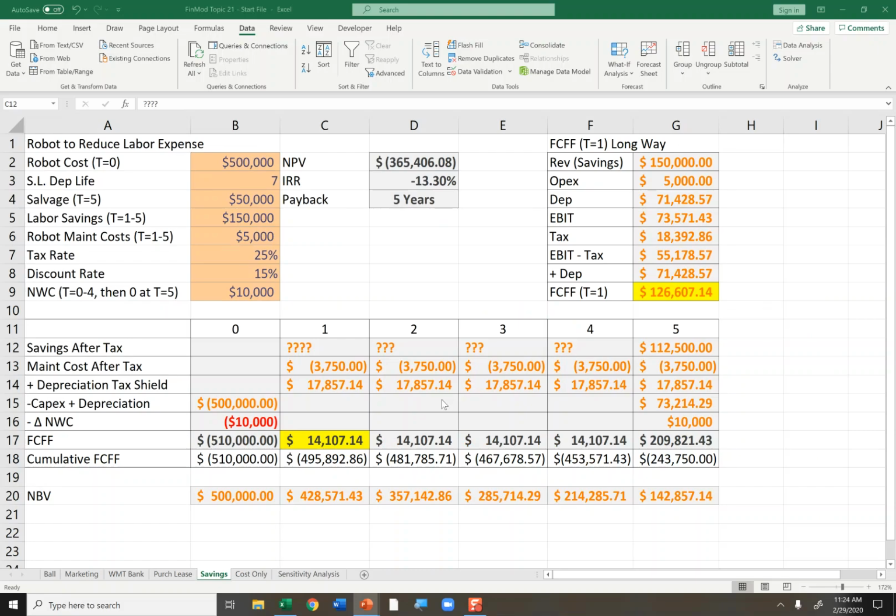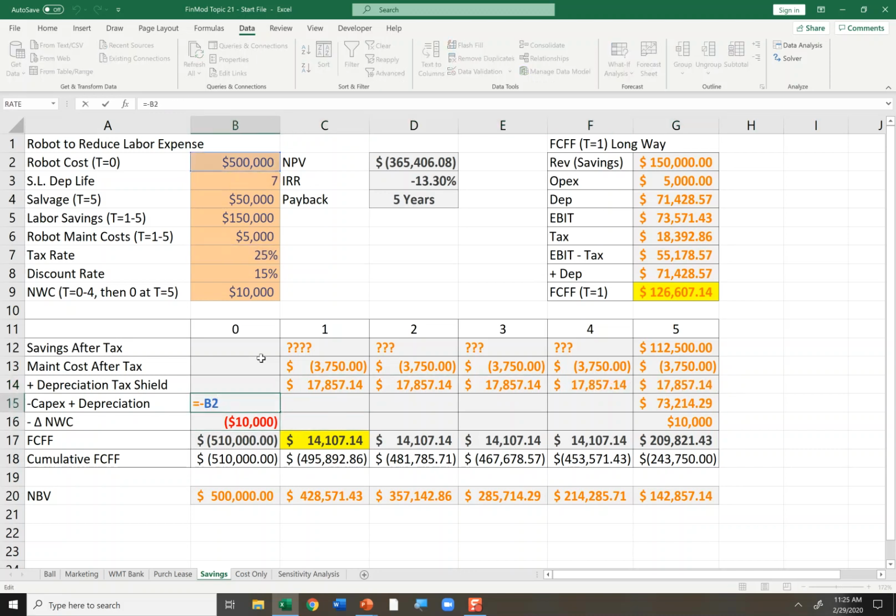So let's go to the spreadsheet, which is mostly done for you. Here, I'm going to buy a robot today for $500,000, and that robot's going to require some working capital of $10,000, which then is going to be replaced in year 5. That robot's going to have maintenance expense of $5,000 a year, but I'm going to take my after-tax maintenance expense by taking the OPEX of that $5,000 and multiplying times 1 minus the tax rate. I'm going to then take my depreciation tax shield. Since I'm going to depreciate this over 7 years, I'll take $500,000 divided by 7 and multiply times the tax rate to get the tax shield.